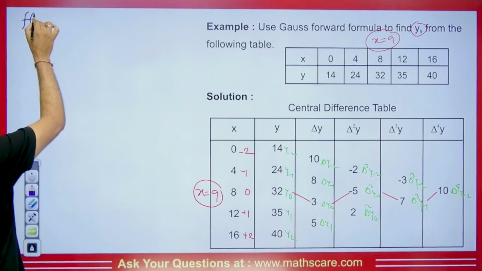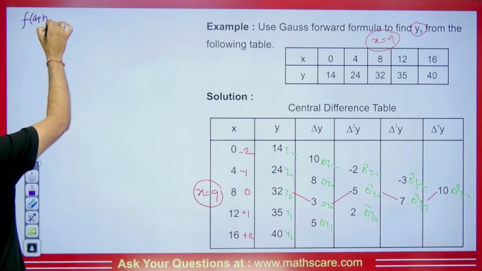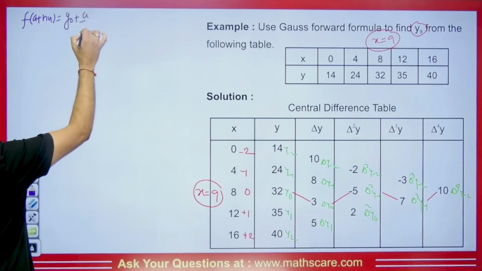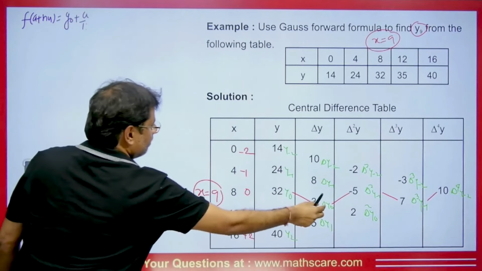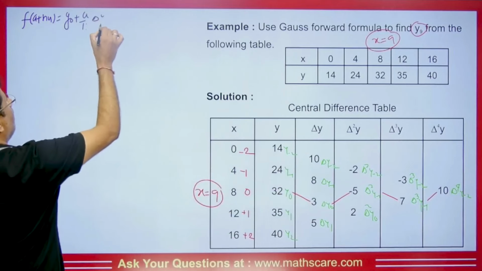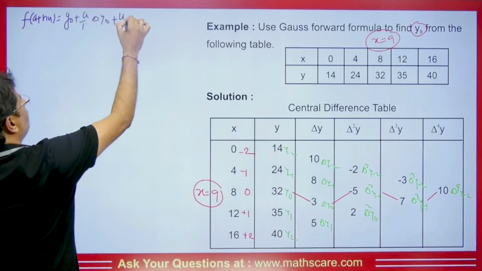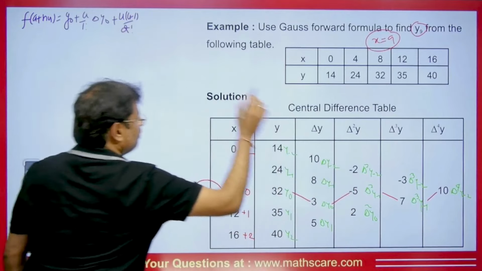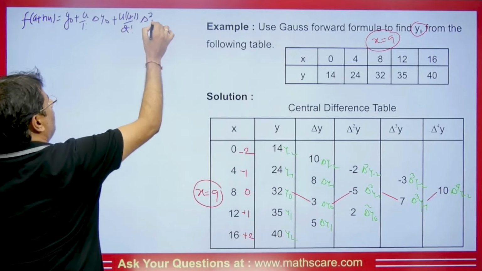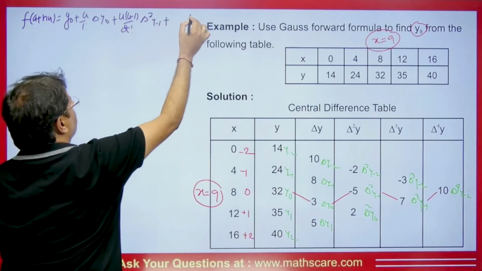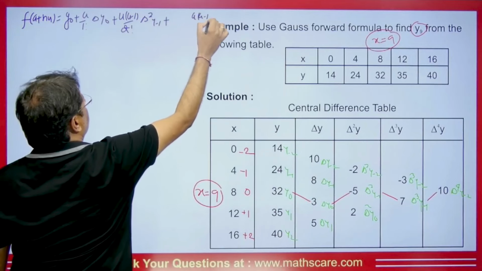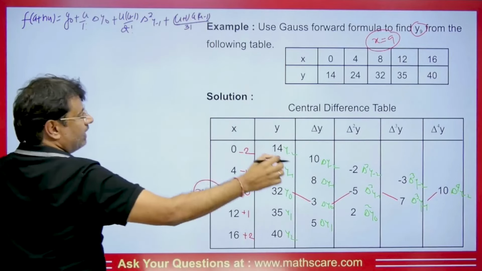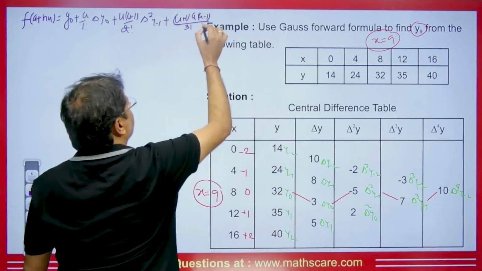So this formula includes: y at a plus hu is equal to y0, plus u upon 1 factorial del y0, right? Plus u into u minus 1 upon 2 factorial, and the next term we get here will be del square y minus 1. Did you all get it? Next is u into u minus 1 into u plus 1 divided by 3 factorial. The next term we get here will be, tell me what we get here.